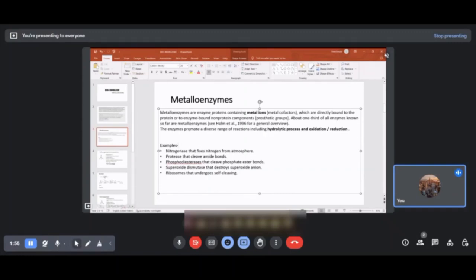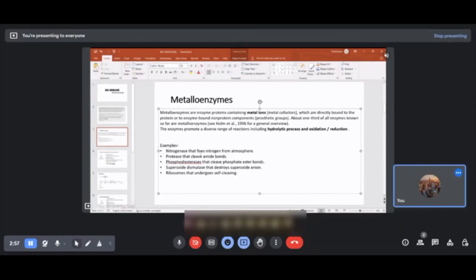These enzymes also have a wide range of reactions, which include the hydrolytic process. In this process, with the addition of water molecules, large compounds are broken down into smaller pieces. Also the oxidation reduction or redox process, where one species undergoes oxidation and another species undergoes reduction. By using the above mentioned processes, these metalloenzymes perform various roles in both the environment and the living organism. Here are a few examples.